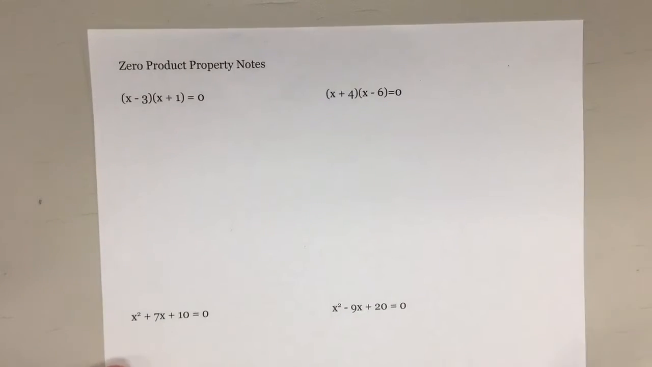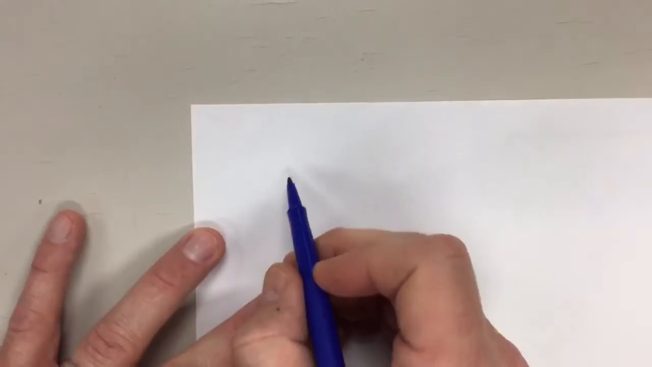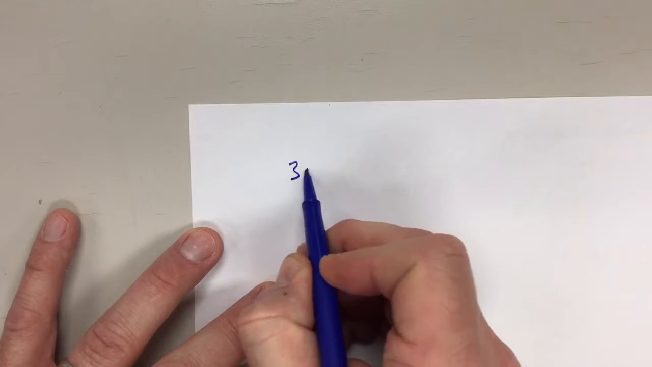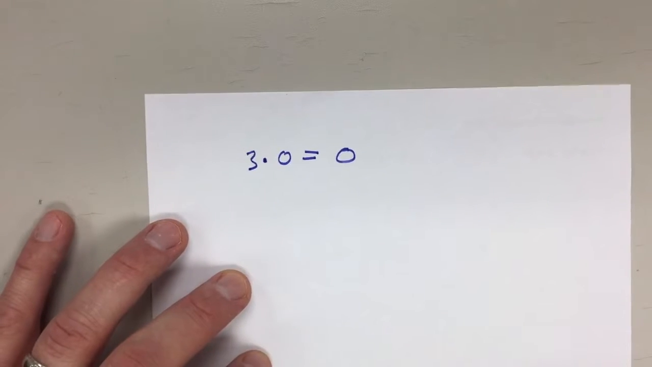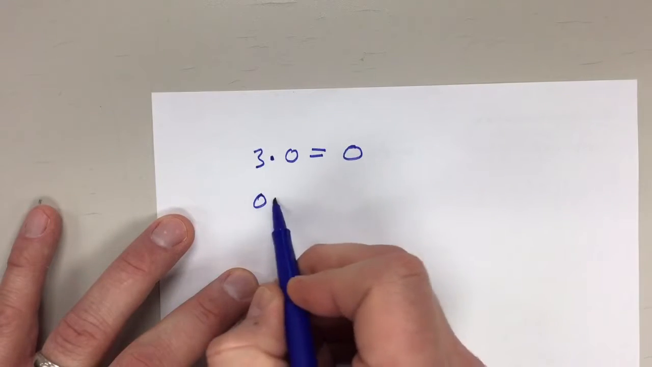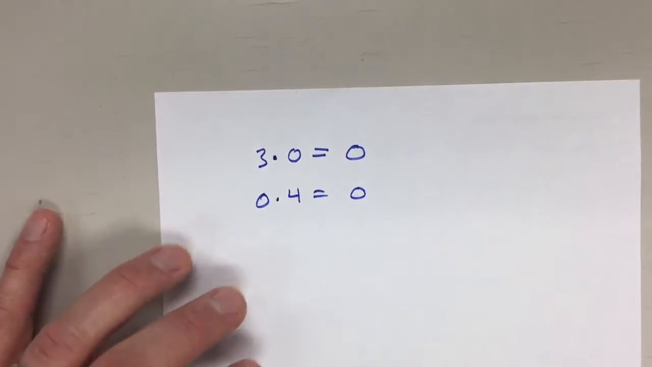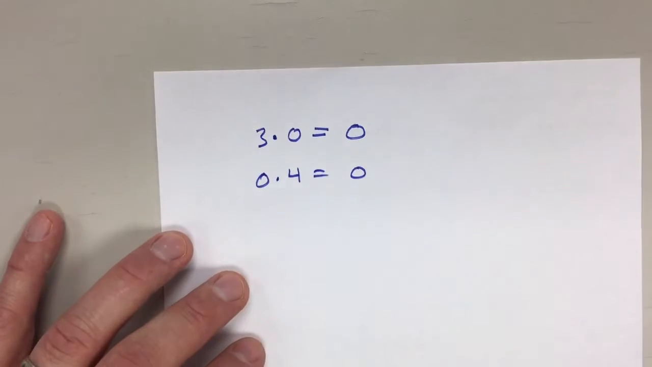And the zero product property is pretty easy. Let me flip the paper over. If I have 3 times 0, that is just 0. And if I have 0 times 4, that is just 0. Anything times 0 is 0.